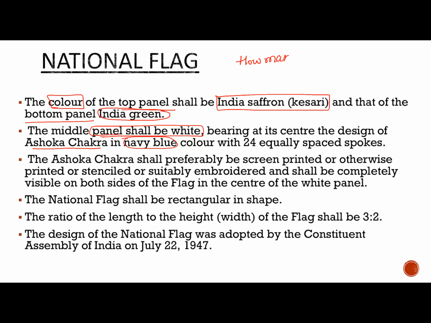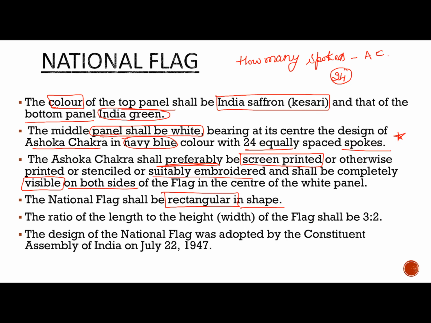If you have gone through the previous question papers, they asked one question: how many spokes are there in the Ashoka Chakra? It was very clear that there are 24 equally spaced spokes in that India Yearbook. It's static GK, okay? It's 24 equally spaced spokes. And this Ashoka Chakra, when printed upon the flag, has to be visible on both sides. It can be embroidered or printed, otherwise it can be stenciled as well.